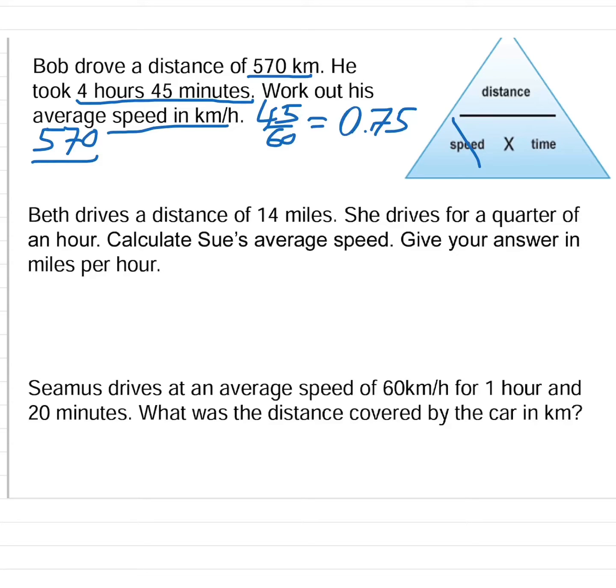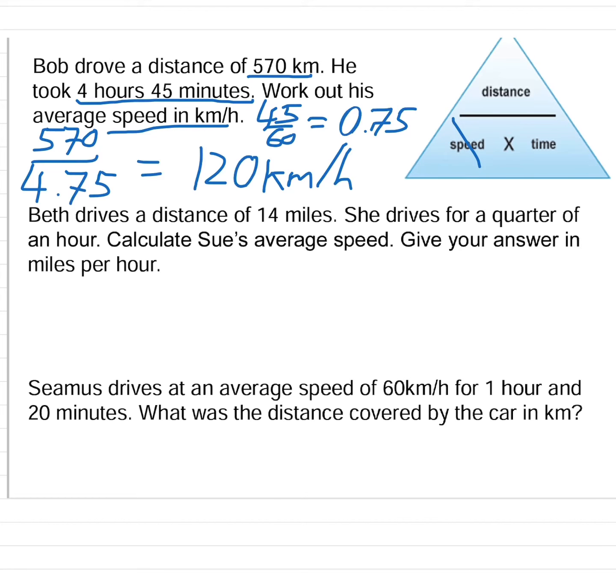So 4 hours and 45 minutes can be written as 4.75. Okay, so let's divide that. And that gets us 120 kilometers per hour.